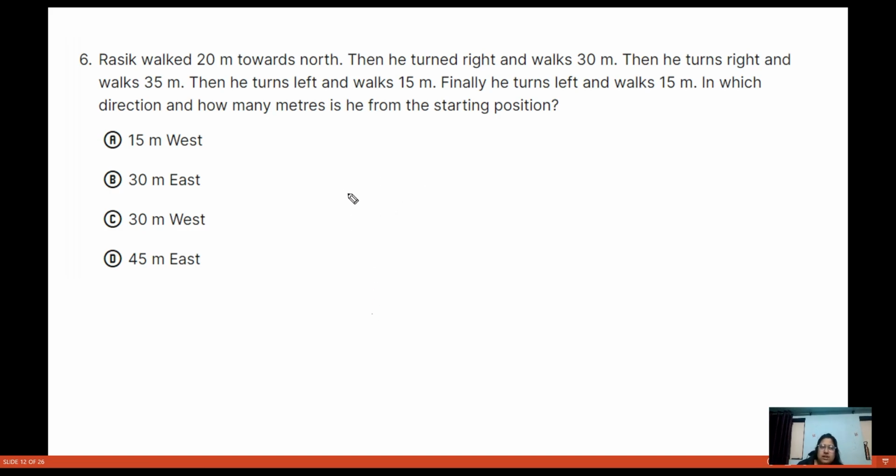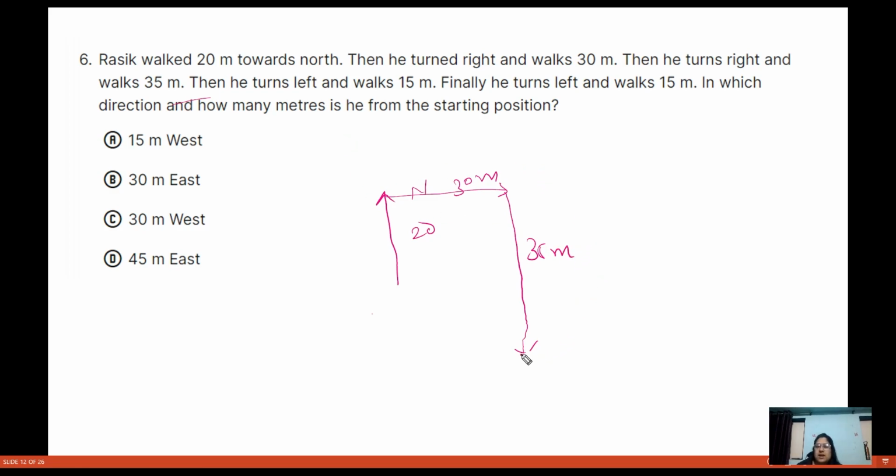Again, we can see he walked 20 meter towards the north. Then he turned right, obviously this is the right, so 30 meter, and then he turns right again, that means in this direction, and he walks 35 meter. Then he turns left.